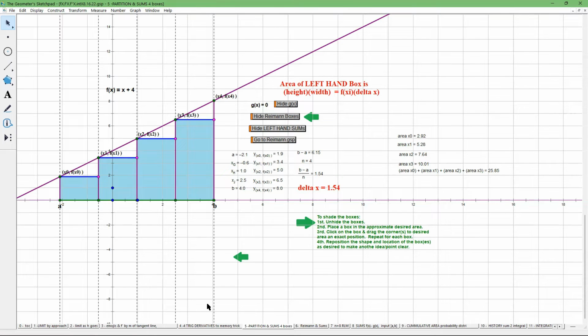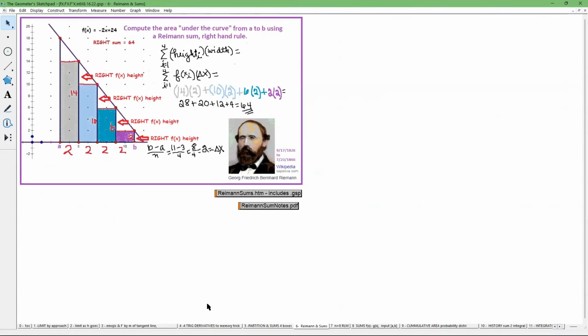I'm going on to Riemann sums. Here's a little bit of history. That's what Riemann looked like. Here's a picture of finding a Riemann sum using 4 partitions. Each of them is 2 wide. The difference between B and A divided by the number of partitions will give us our delta X.